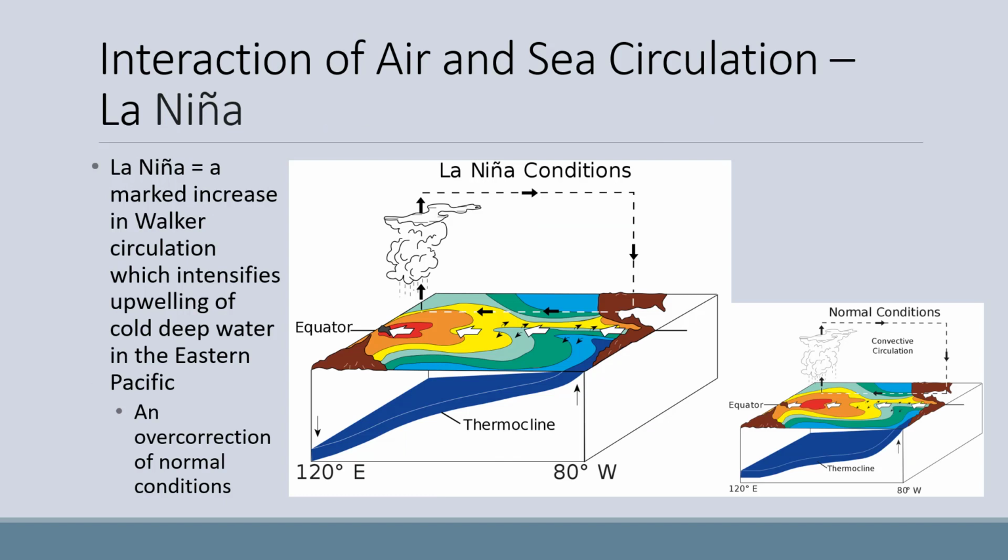The opposite situation also occurs, with a significant increase in water circulation. This causes an event known as La Niña, by intensifying the upwelling of cold, deep water in the eastern Pacific. It is basically an overcorrection of normal conditions, that is to say, normal water circulation. In the graphics, I have both La Niña conditions and normal conditions shown. You can see they are pretty similar, but there is definitely more upwelling of deep water in the eastern Pacific near Central America that would exist below the thermocline during the La Niña events.